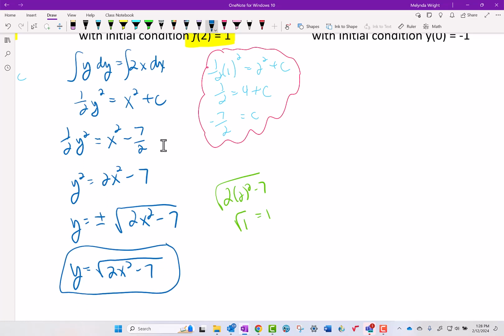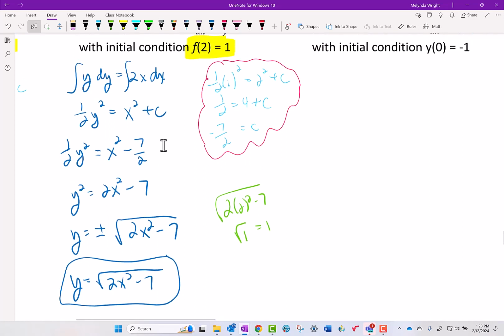And really, this scenario typically only comes up with this kind of problem where you have y squared equals. So please, that's just the norm. You have to pick. And how do you know what to pick? You know what to pick by what your initial condition is. That's how you know what to pick. Okay, I want to pause there for a second.